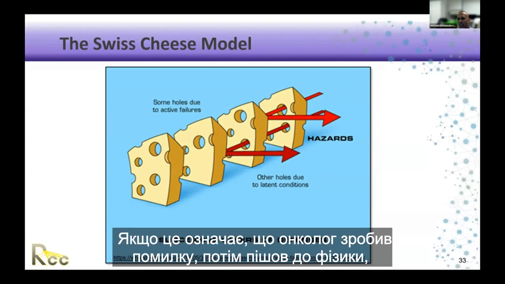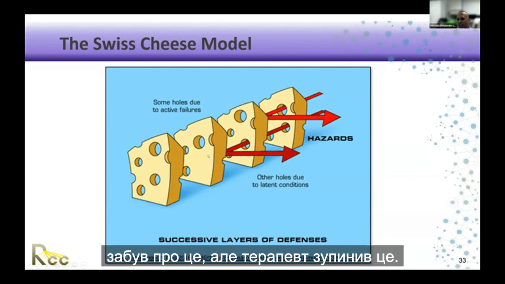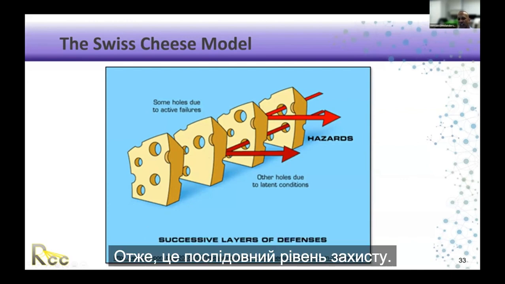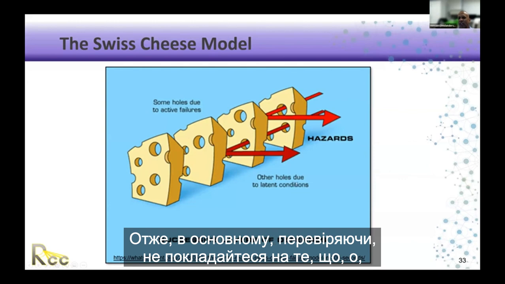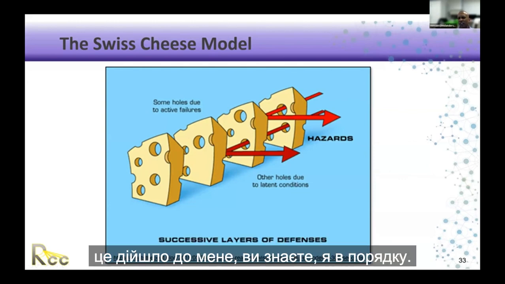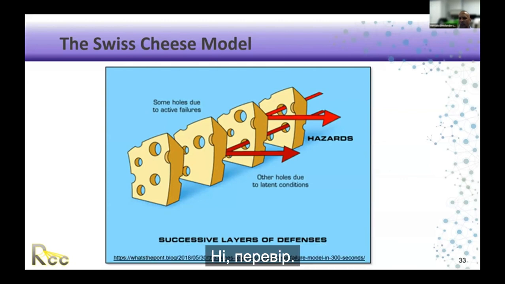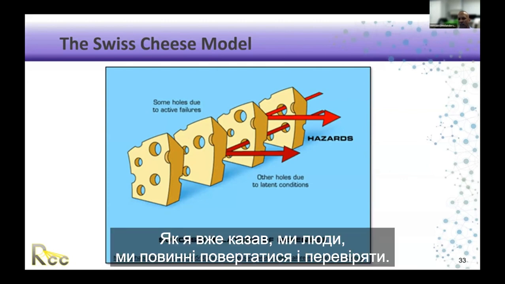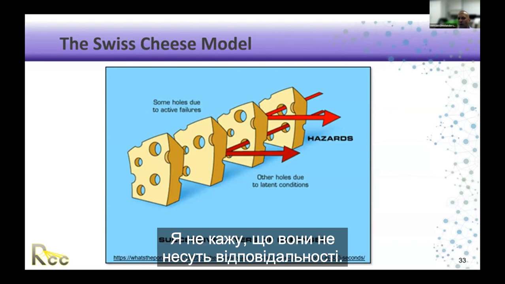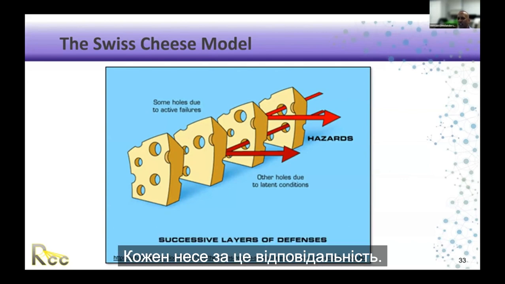So basically, we have to check. The oncologist, then it goes to physics, and the therapist stopped it. Like I said, we're the last line of defense. So this is a successful layer of defense. By checking, don't depend on, oh, the doctor checked it, the physicist checked it, it got to me, I'm good. No, check it. Like I said, we're human. We have to go back and check. That's why we have policies that everybody needs to check. I'm not saying that they're not responsible. Everybody's responsible for this.